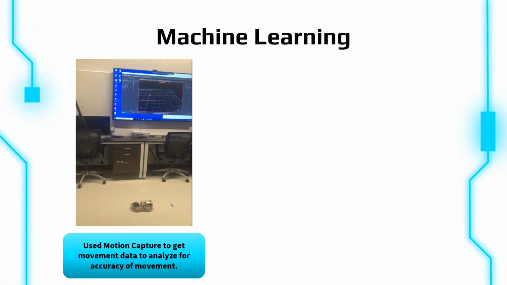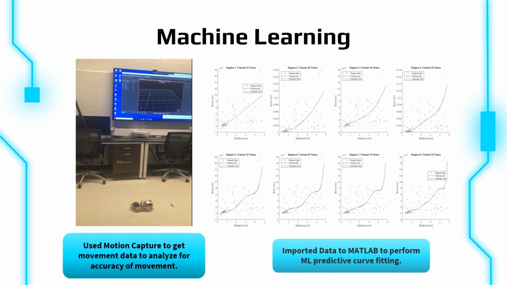For our machine learning portion, we use motion capture cameras and software to gather movement data of the RC car, and in the future the drone, to analyze the accuracy of the movement and make sure that it's moving the distance that it is programmed to. Once we get that data, we upload it into MATLAB and use curve fitting software to do machine learning predictive curve fitting.